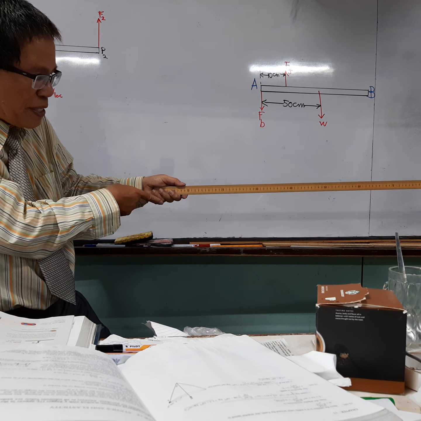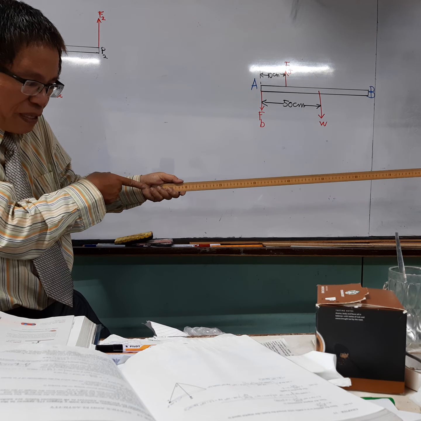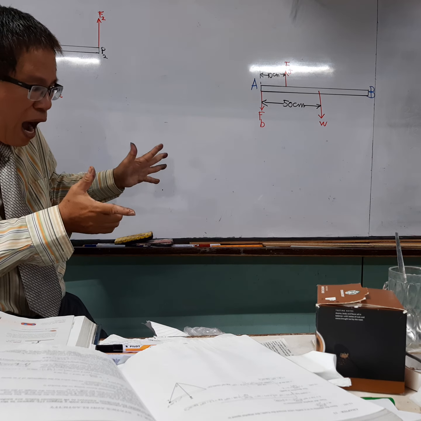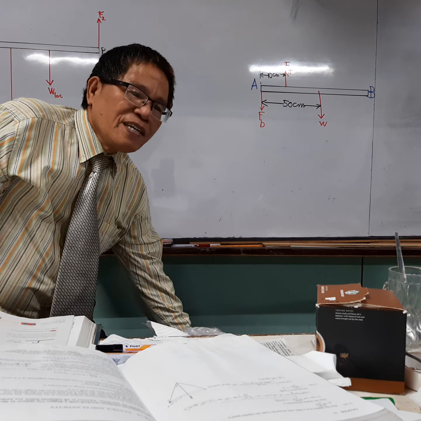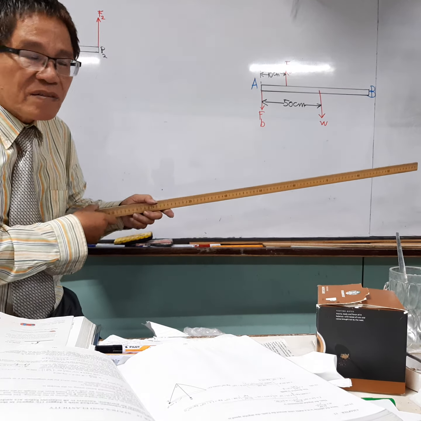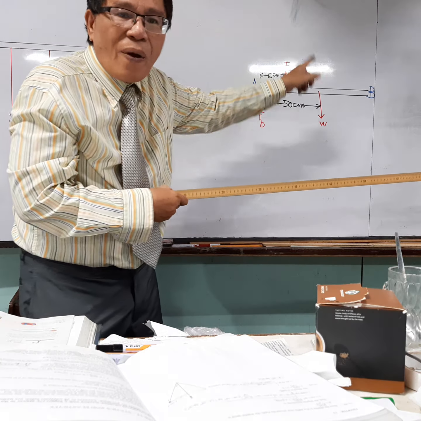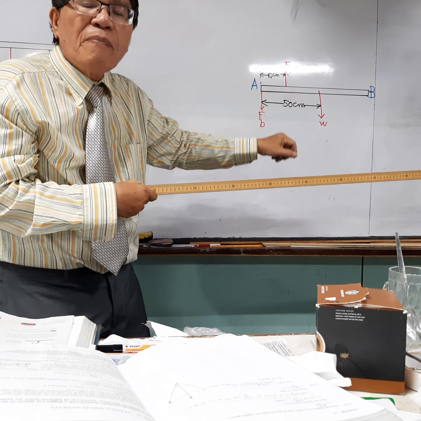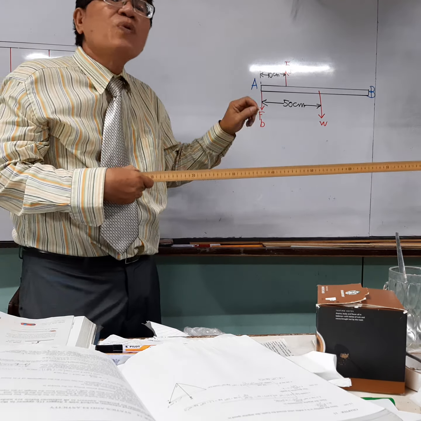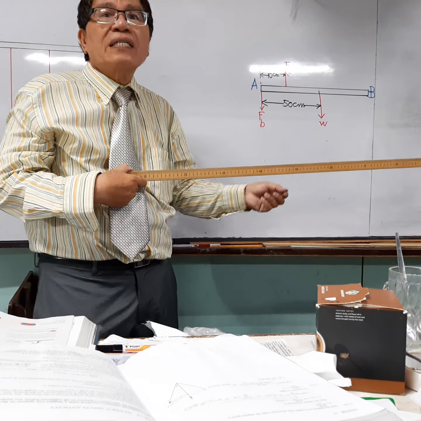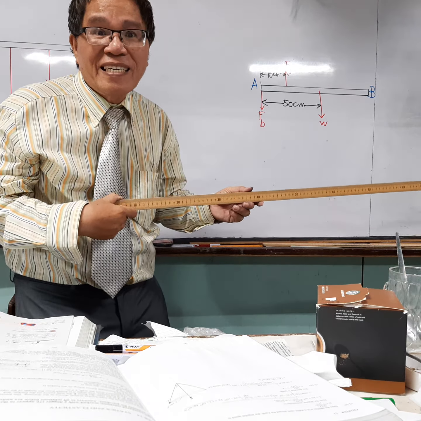I'm going to release the meter stick. What will happen if I release? Ready, get set, go. It moved down. Why did it move down? Because there is the weight of the meter stick. The weight pulls the meter stick down. And we know from our junior high school physics that the weight is just the pull of gravity. Okay?